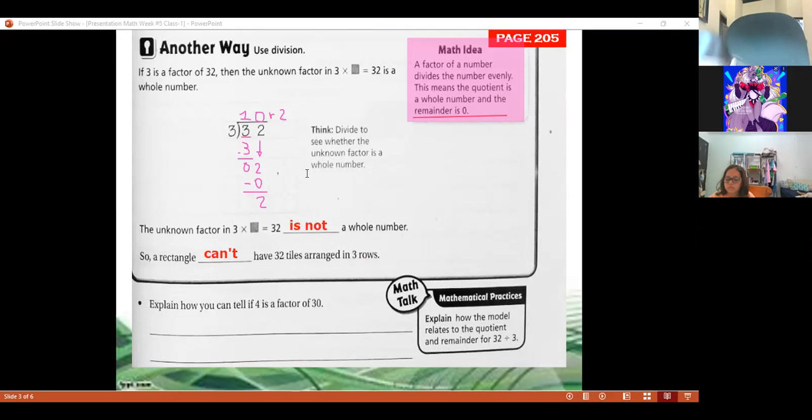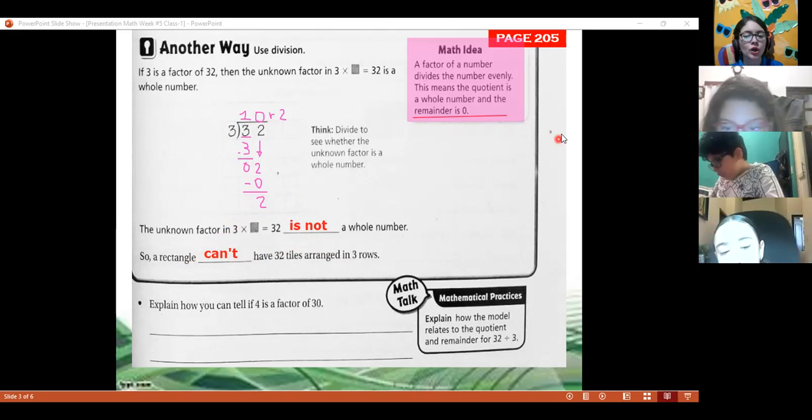Remember, we are using the first way, draw a model. And you see that we have some gaps. We have 1 gap. So it cannot have 3 equal rows. The other way is a division. The division says a number is going to be a factor if the quotient is a whole number, so it means that the remainder is 0. But in this case, we have a remainder of 2. So we say a rectangle cannot have 32 tiles in 3 equal rows because we have a remainder.